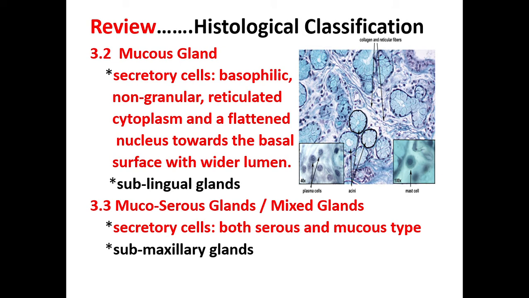The mucoserous glands or mixed glands have secretory cells which are both serous and mucous type of cells, so the secretions are both watery and viscous. And this is best exemplified by the maxillary glands.